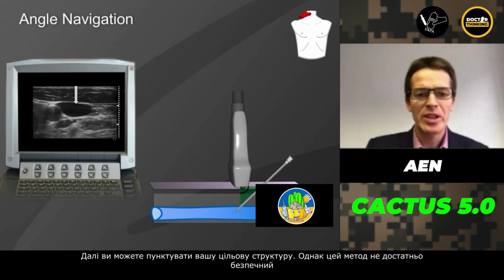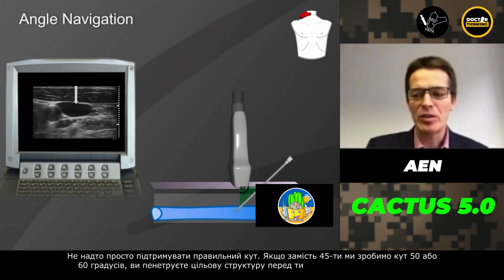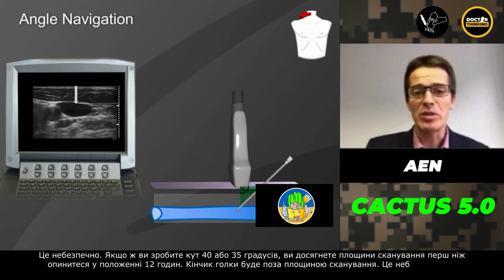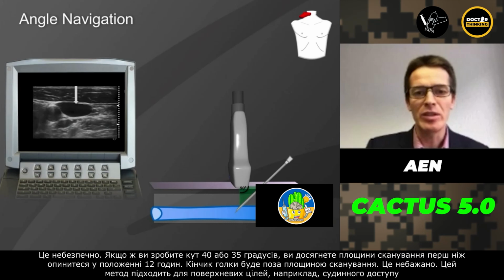However, this method is somewhat unsafe. Why? Because having all the correct angles is not very easy. Using a steeper angle, so let's say instead of 45 degrees you were using 50 or 60 degrees, you would actually penetrate a target structure before you have even seen the needle tip in the scanning plane. So this might be dangerous. And on the other hand, using a 40 or 35 degree angle, you will reach the scanning plane before you are in the 12 o'clock position.